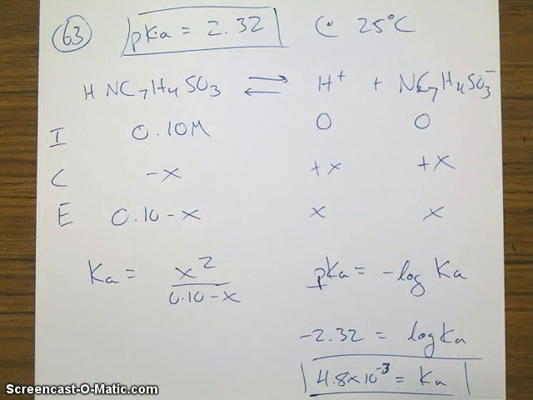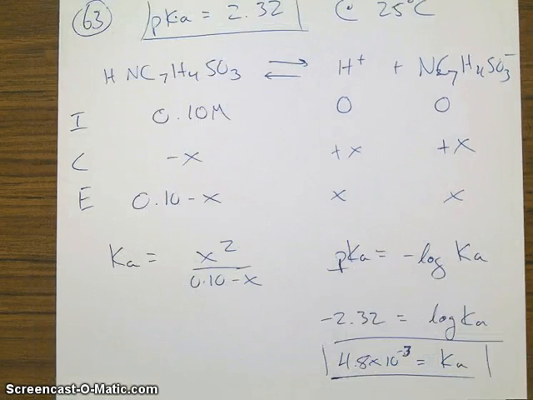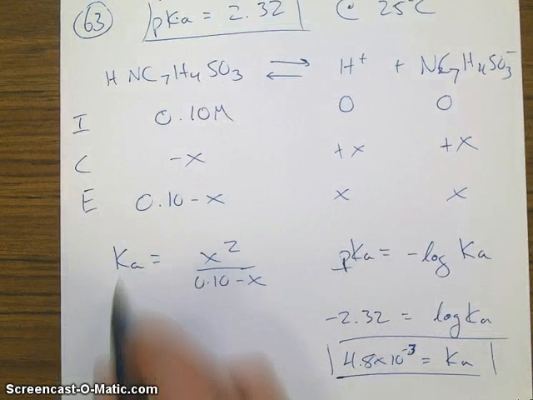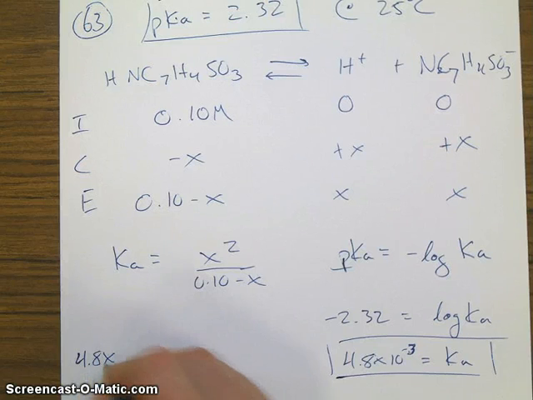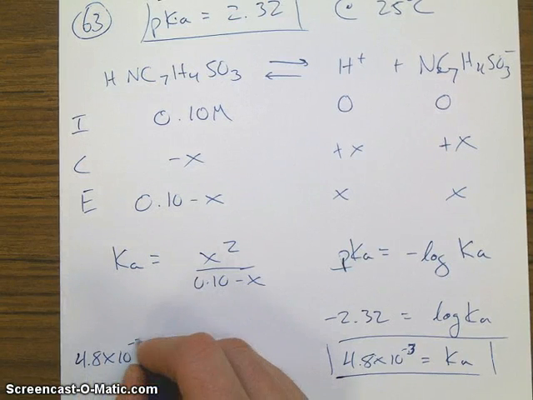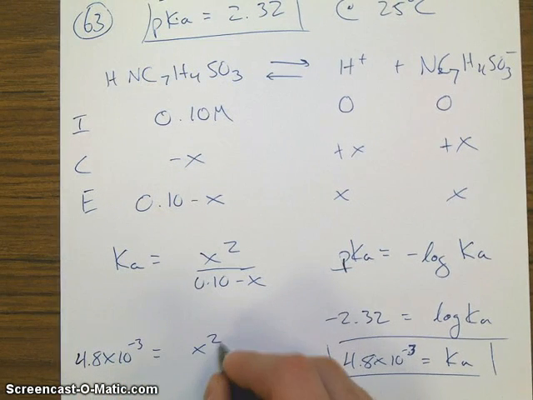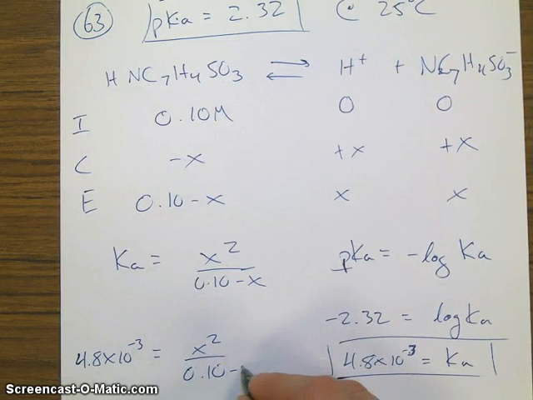So now I have a value that I can plug in here, and I can solve for x, which will tell me my hydrogen ion concentration, which will eventually tell me what the pH of my solution actually is. So I'm going to plug in this number here, so it's 4.8 times 10 to the -3rd equals x squared over 0.10 minus x.